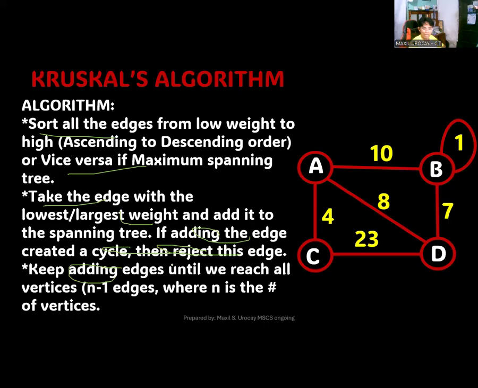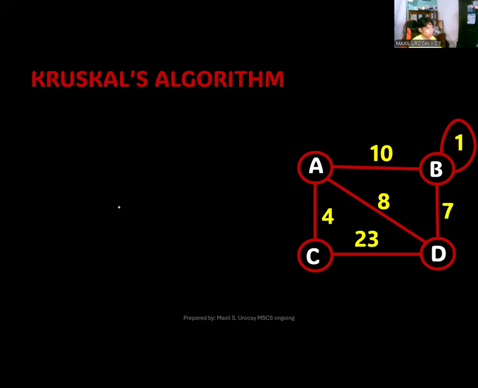You keep adding edges until you reach all vertices. If the number of vertices is n, the number of edges will be n minus 1, where n is your vertices. So that's how we define that one.